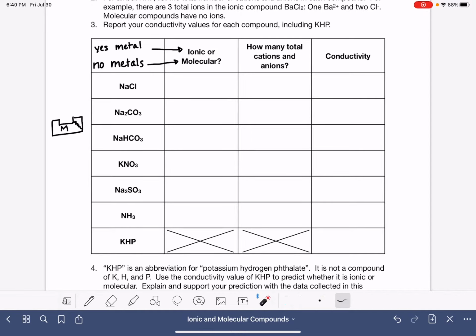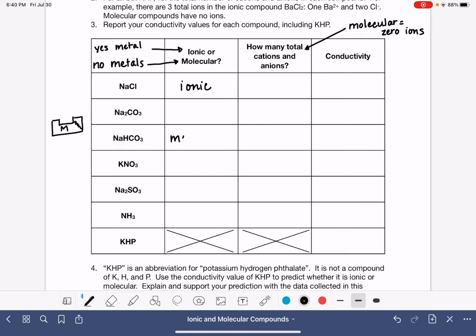So you'll look at all the atoms in these molecules. If one of them is a metal, then you'll say, okay, I know that that is ionic. And if none of them are metals, then you'll say it's molecular. The next thing that you need to do is determine how many total cations and anions are in each compound. Now, if it is a molecular compound, that means that it has 0 ions. So if you classify something as molecular, then you are also saying that it has 0 ions.